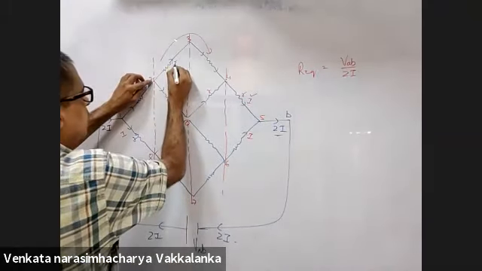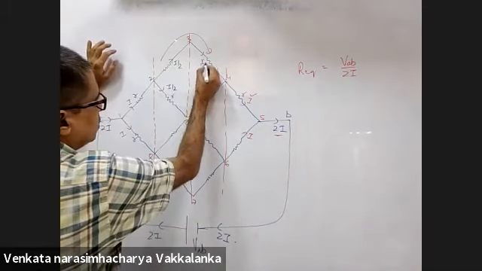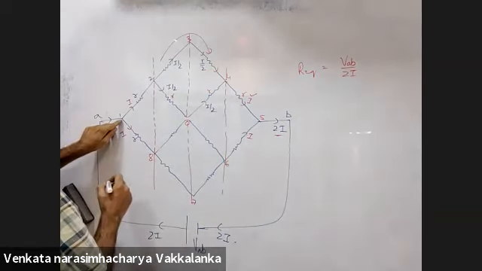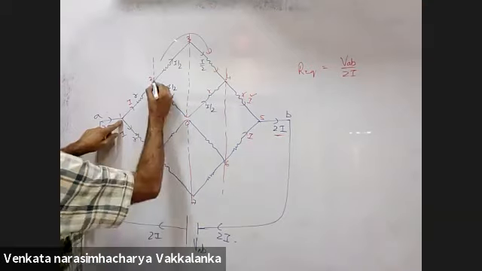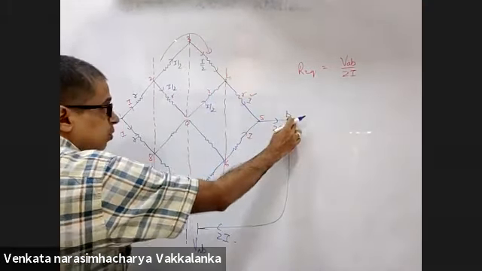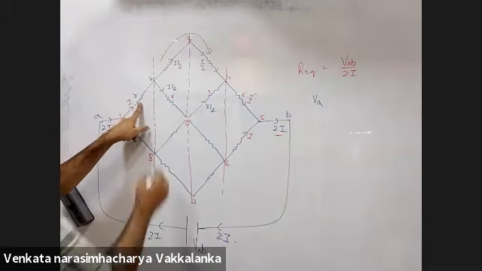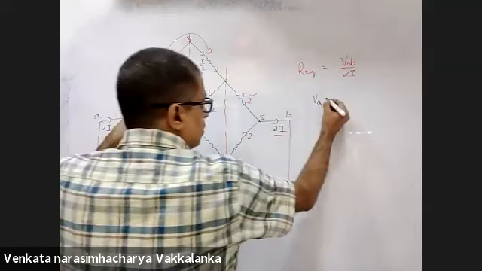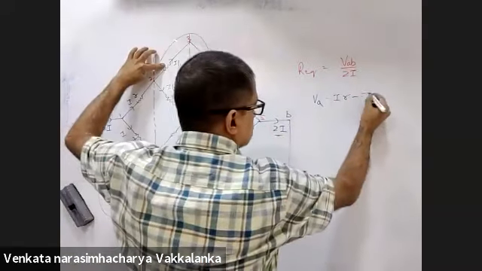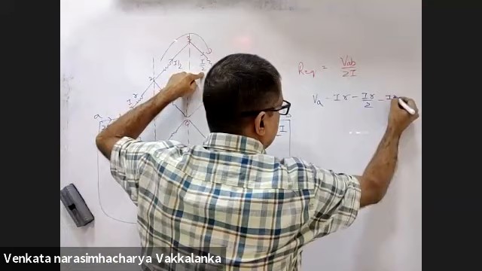I current will split into I by 2 and I by 2 because they are identical branches. Now look at the path I will go in. 1 to 2, 2 to 3, 3 to 4, 4 to 5. Will I get VAB? Yes, sir. VA. What is the potential drop across this? Minus IR. Potential drop across this? Minus IR by 2. Minus IR by 2.